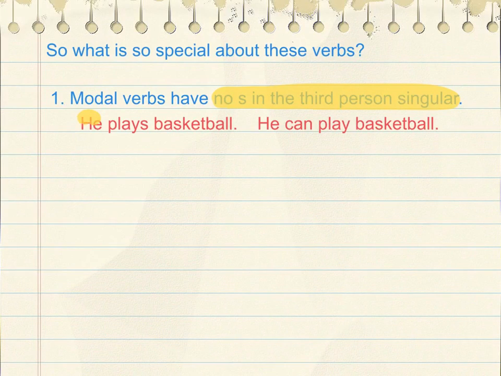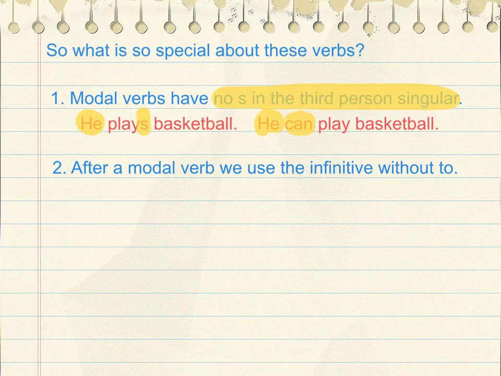Here, he is the third person singular and we have to then add the S. For the second part we have, he can play basketball. Here we have he again, which is a third person, but the modal verb stays the same. There is no S, and we don't add an S to play either.